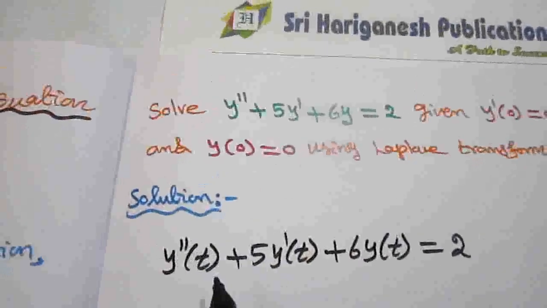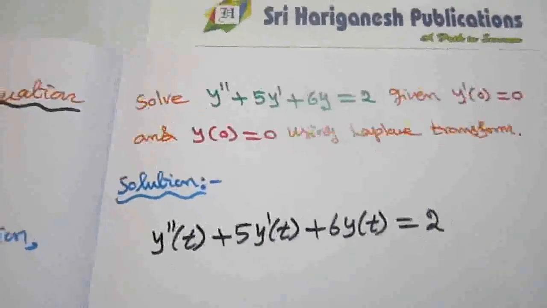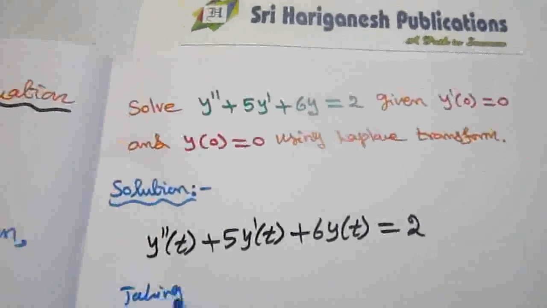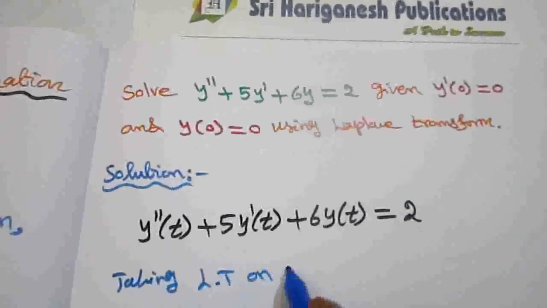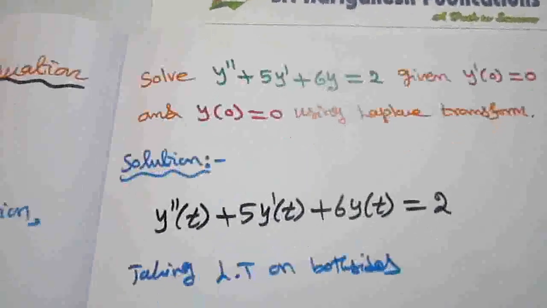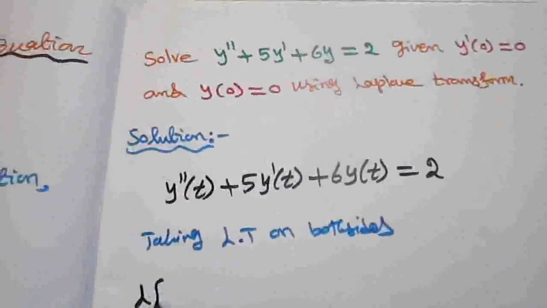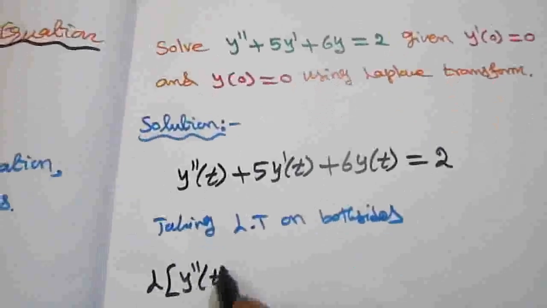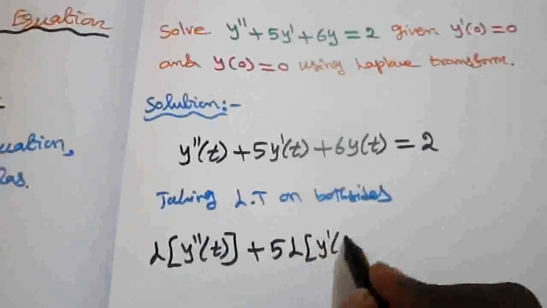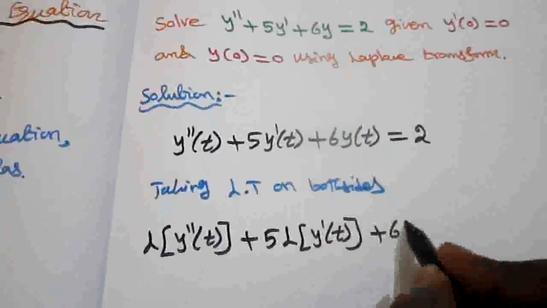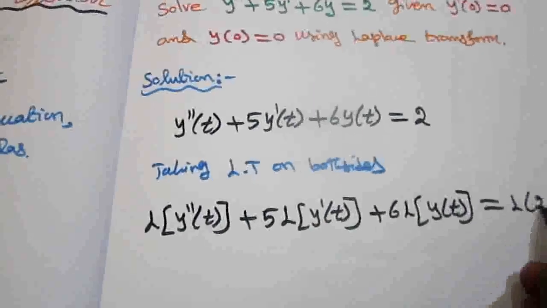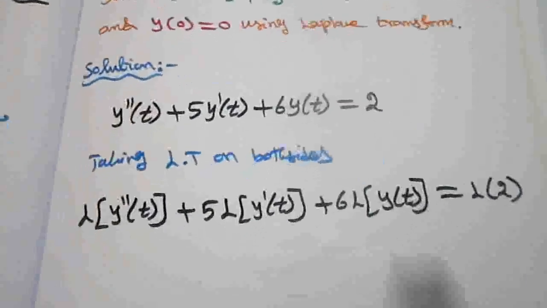Now for this differential equation I am going to take Laplace transform on both sides. So when you take Laplace transform on both sides: L of y double dash of t plus 5 into L of y dash of t plus 6 into L of y of t is equal to L of 2.